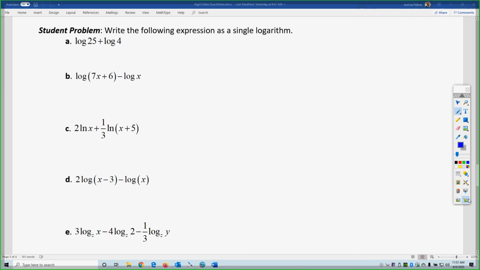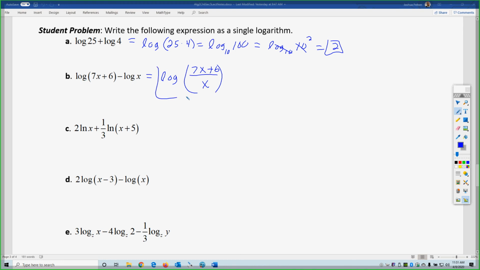Okay, first one is a product rule. So that's log of 25 times 4, which is really log of 100. But this is a common log, so nothing is specified. So that's really log base 10 of 10 squared, which gives us a final answer of 2 when simplified. The next one is a quotient rule, since it's a subtraction of two logs that are the same base. That's log of x plus 6 over x. That's our final answer.